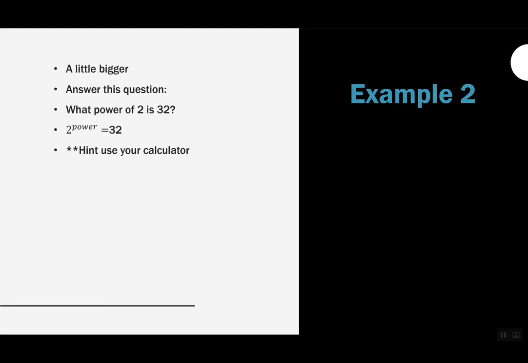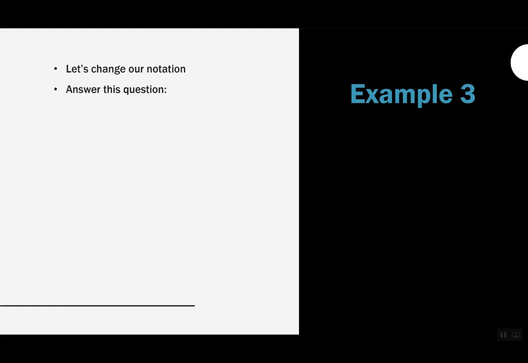What we want to do is see what number we have to enter as the exponent to get to 32. And I picked something pretty small. So it didn't take you very long, hopefully, to see that this would be 5. That if I raise 2 to the 5th power, I'm going to get 32. So let's change our notation and let's answer this question. What power of 3 is 81?